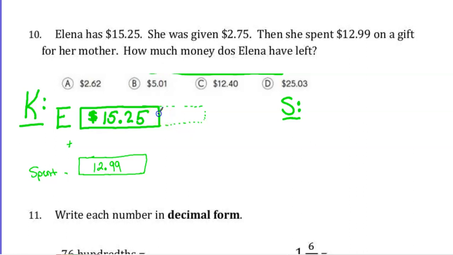So the first step is going to be adding on to your bar model. 15 25 hundredths, or $15.25, plus $2.75. Go ahead and add those 2 now. She then spends $12.99. So whatever your answer was first, you're going to subtract the $12.99, and that will be your final answer of A, B, C, or D. Select it now.